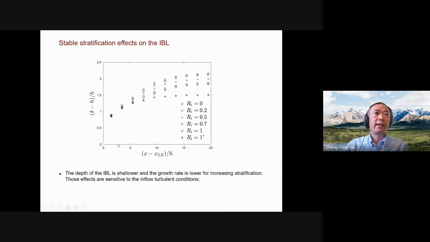Right. Similar thing. You can see the internal boundary layer height developed over the streamwise direction at different Richardson numbers. There is a clear tendency: when you increase stratification, the internal boundary layer thickness or the interface height goes down. If you reduce the turbulence or TKE, the turbulent intensity at the inlet, you reduce the internal boundary layer thickness further, right? Like this.